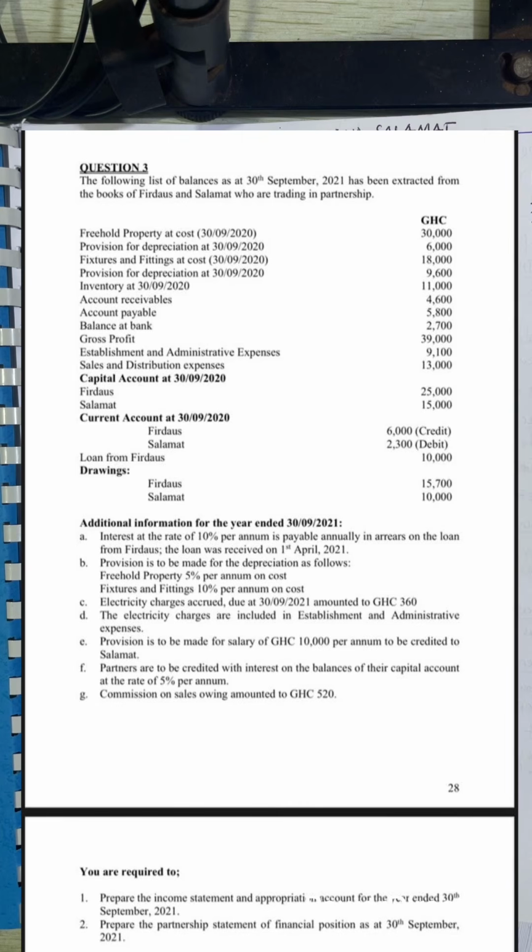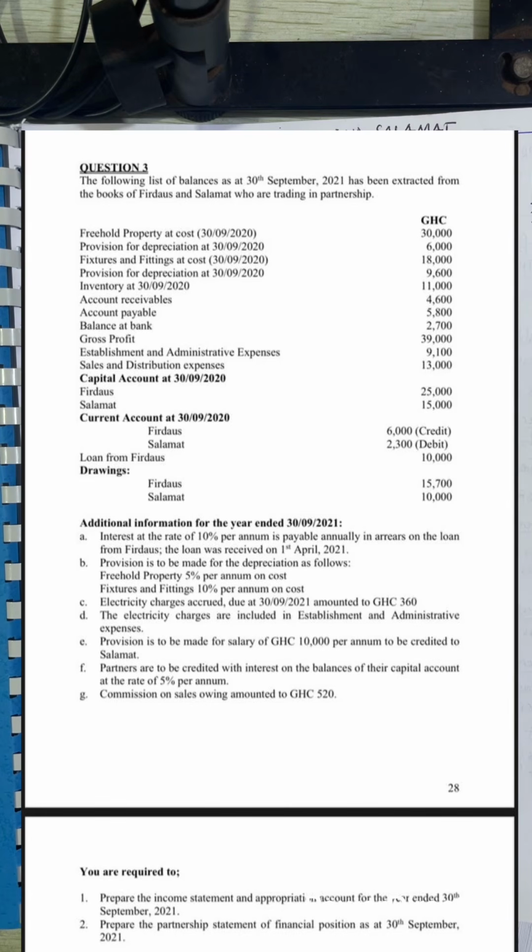Provision is to be made for salary, 10,000, to be credited to Salamat. So Salamat was working in the trading firm, and she was credited with 10,000 Ghana cedis as salary every year. The partners are to be credited with interest on the balances of their capital account at the rate of 5% per annum. Commission on sales owing amounted to 520.